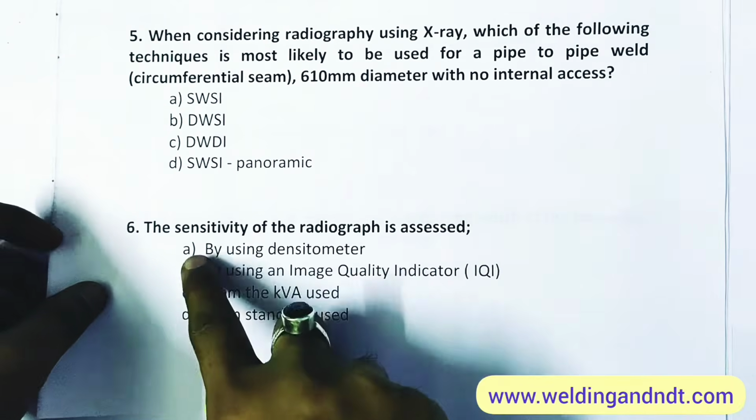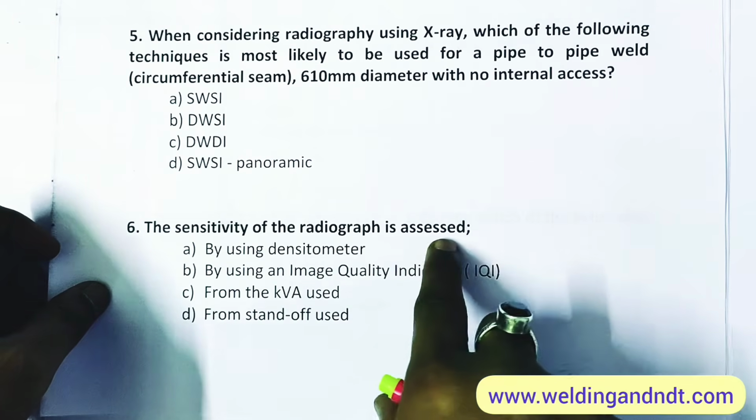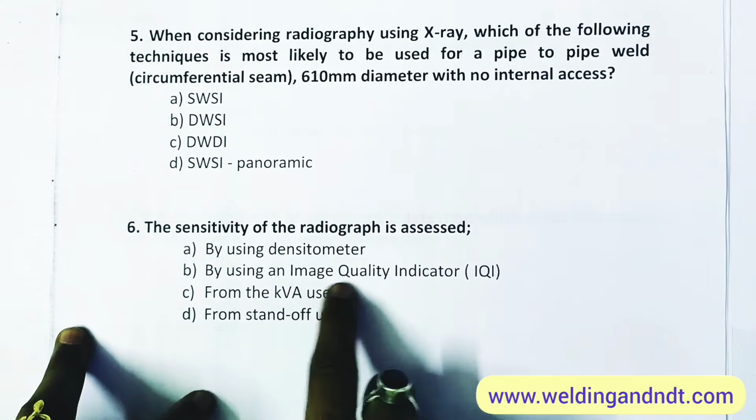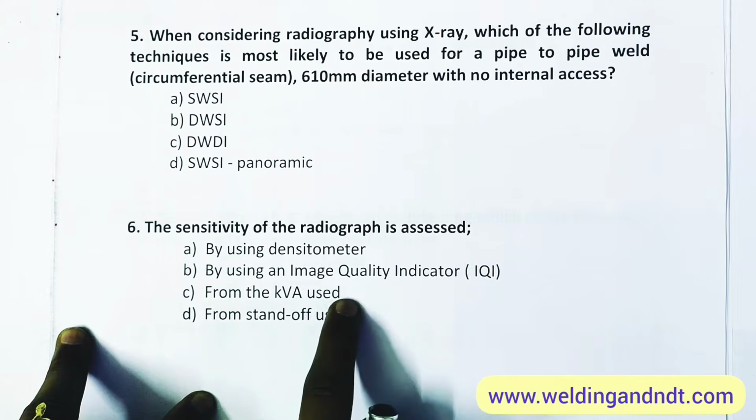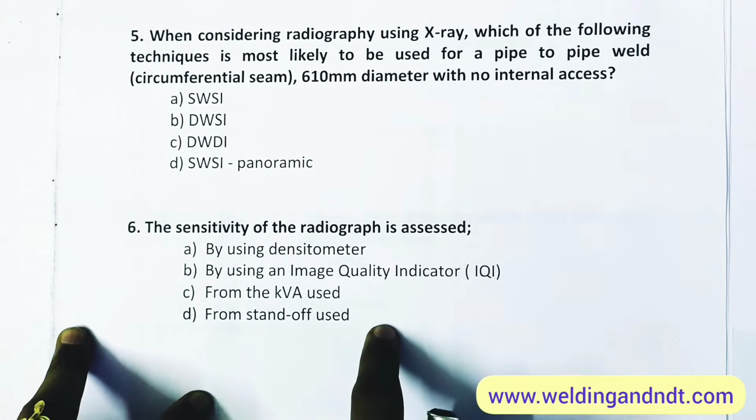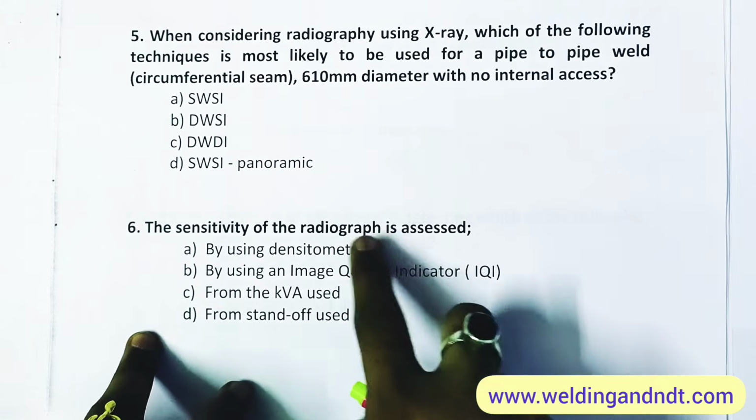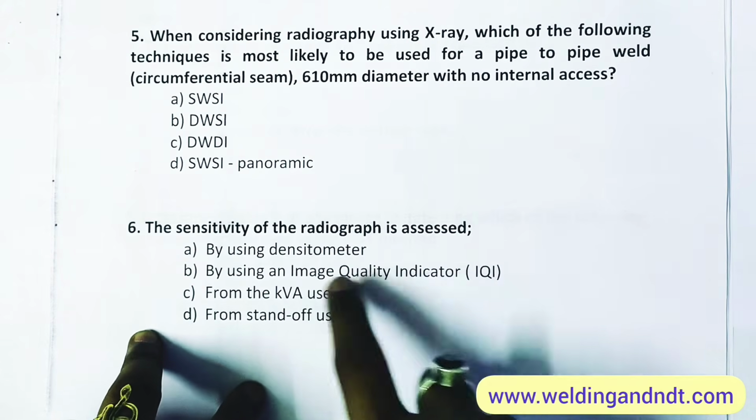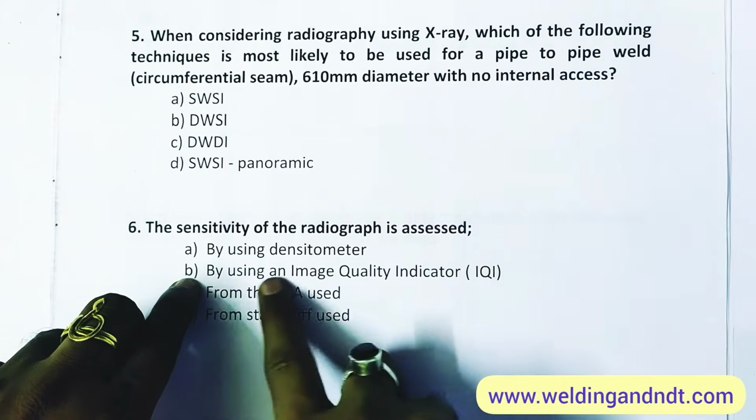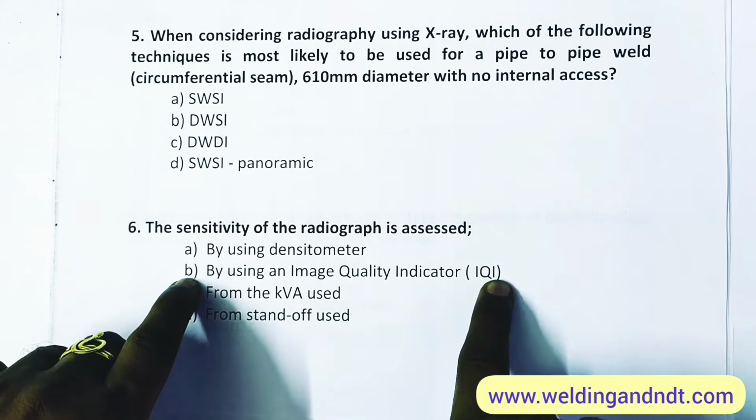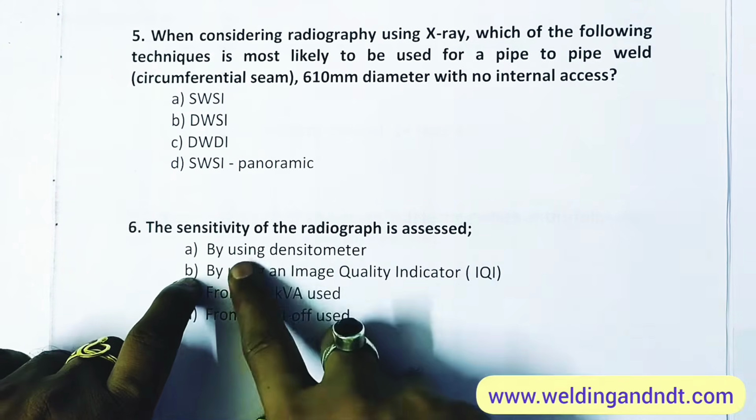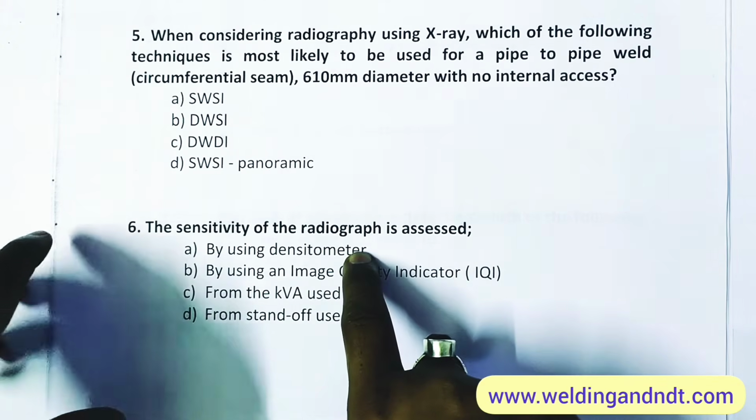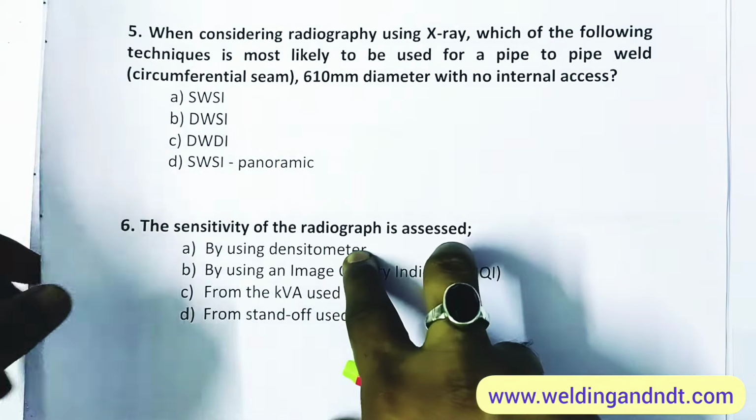Now question number 6. The sensitivity of the radiograph is assessed by using densitometer, by using an image quality indicator, from the kV used, from standoff used. So the sensitivity of a radiograph can be assessed nothing but by penetrometer or IQI. So the answer will be B, by using an image quality indicator. By using densitometer, what we can do? So by using densitometer, we can check the density of the radiographic film.